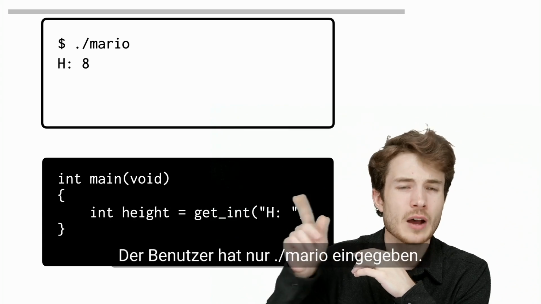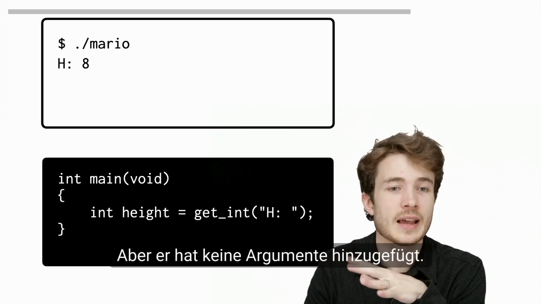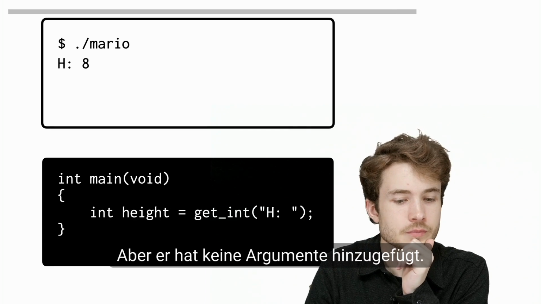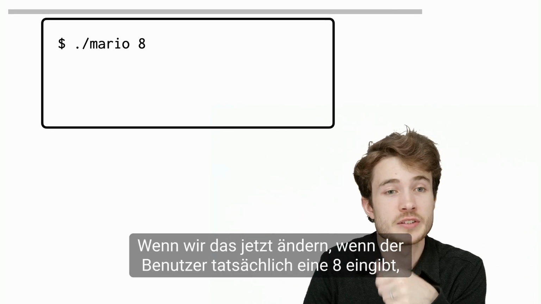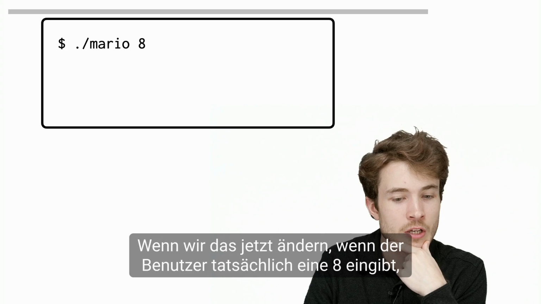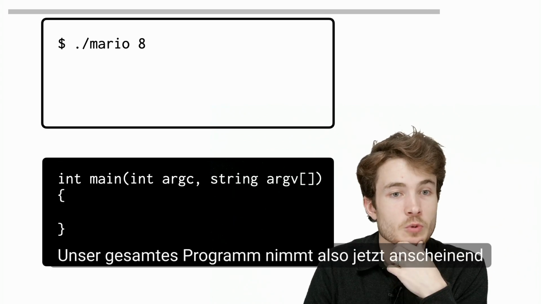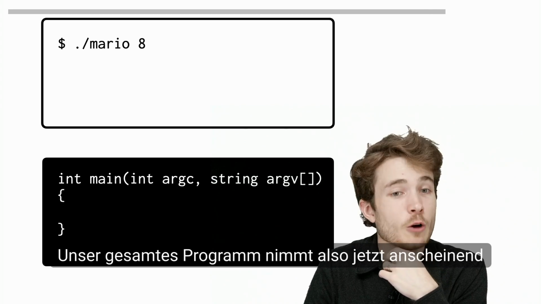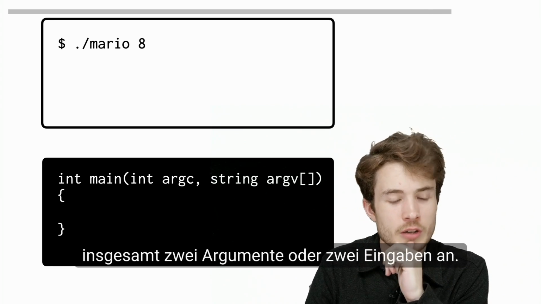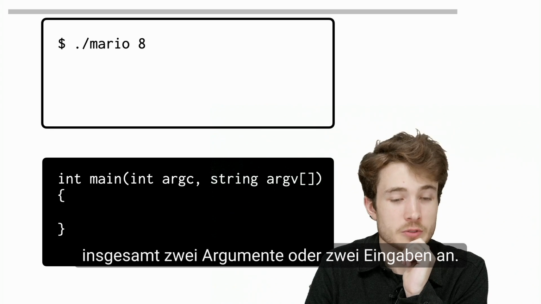The user just typed /Mario, but they didn't add any arguments. But now, if we change this so the user actually types in an 8, we have to change our C code to take some input now. So our entire program now takes what seems to be a total of 2 arguments, or 2 inputs.